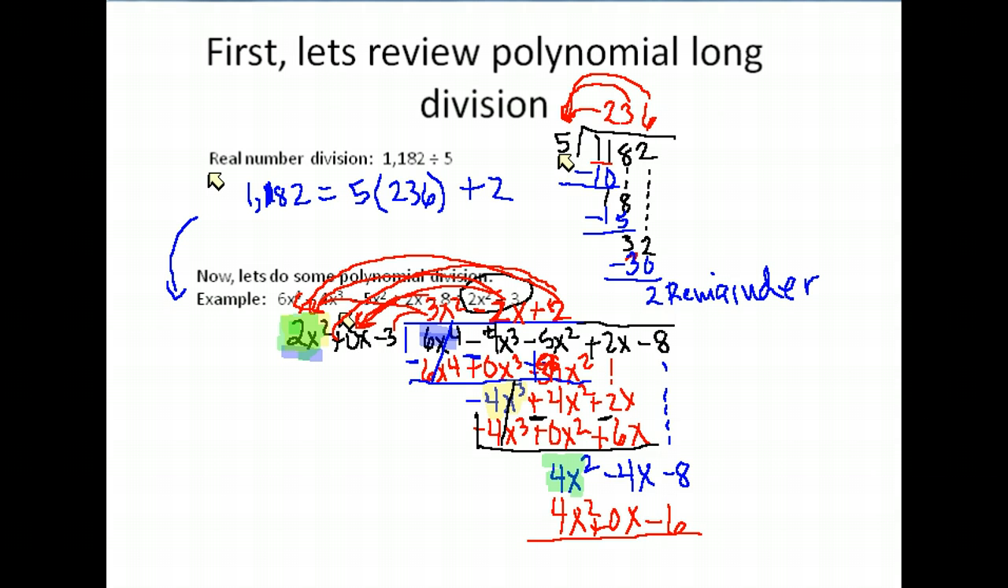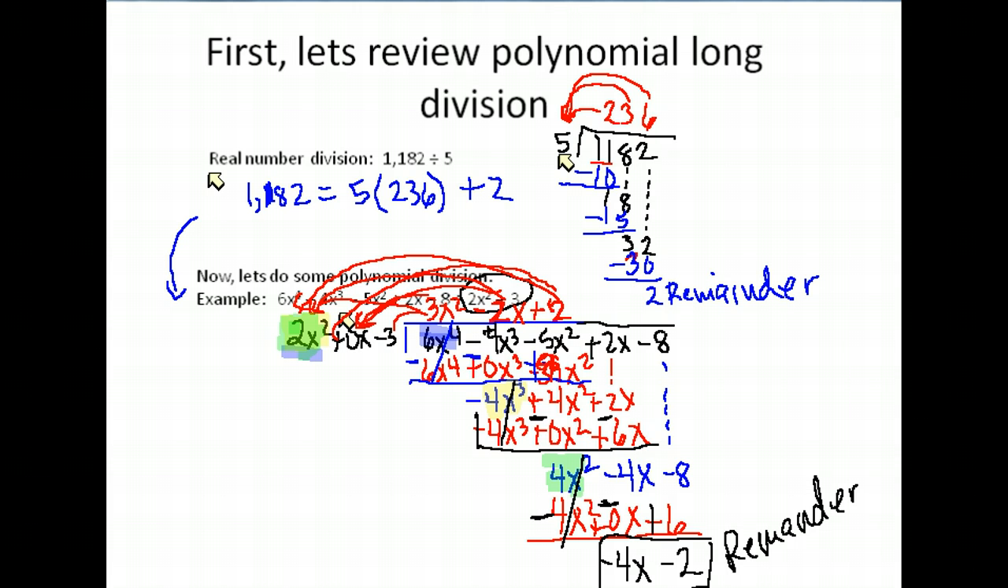Final time, we draw the line and change our signs. Negative, negative, and this would become positive. 4x squared and a negative 4x squared is 0. A negative 4x and a 0 is a negative 4x. And negative 8 plus 6 is a negative 2. Okay? There's nothing more to bring down, and x squared won't go into 4x because it's larger than that. It has more x's. So this is our remainder. This is what we had left over.